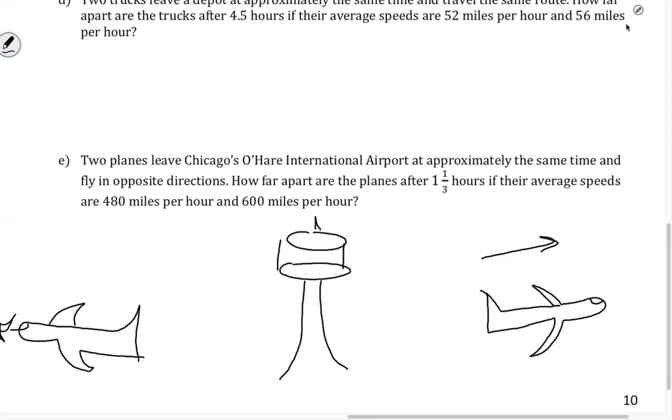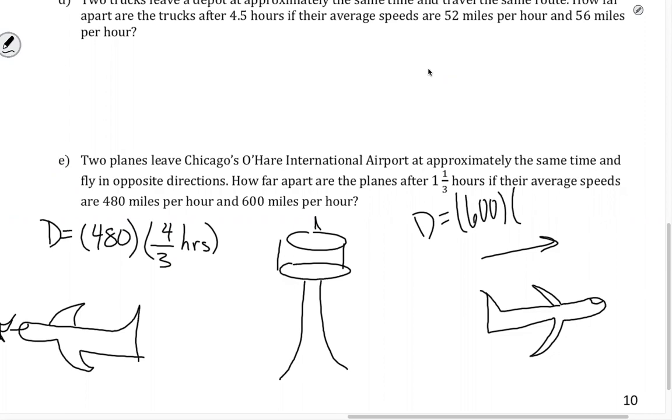All right, it says, how far apart are the planes after 1.5 hours if their average speeds are 480 and 600 miles an hour? So what I'm going to do is distance equals rate times time. So the rate for this one is going to be 480. And it says 1 1/3 hours. I'm going to write that as a fraction, so that's 4/3 hours. This one, all right, 600 miles per hour times 4/3.